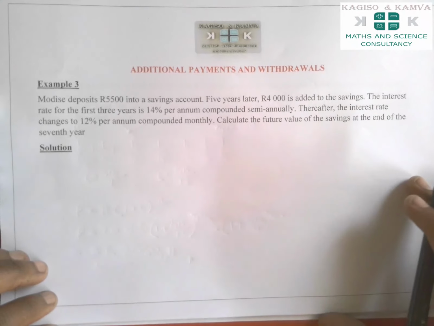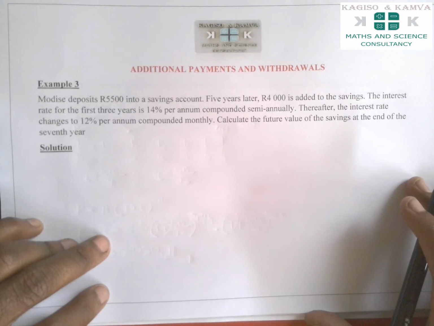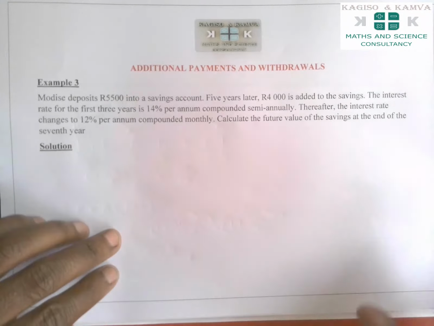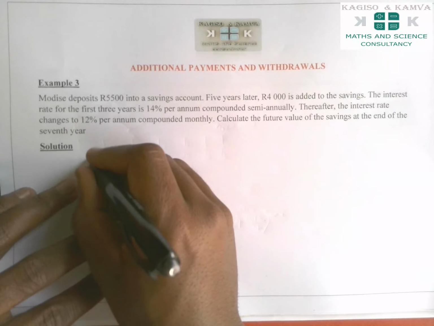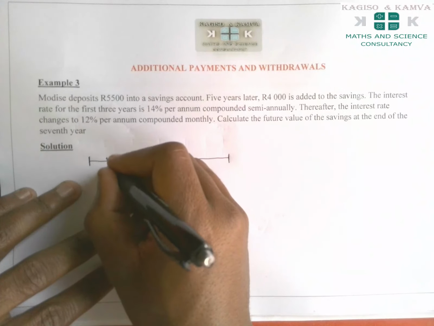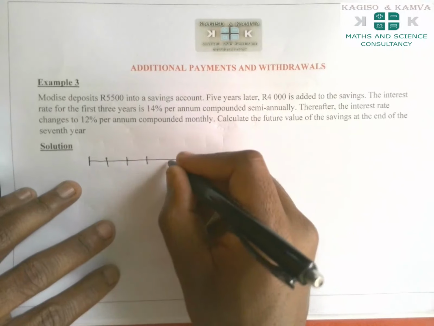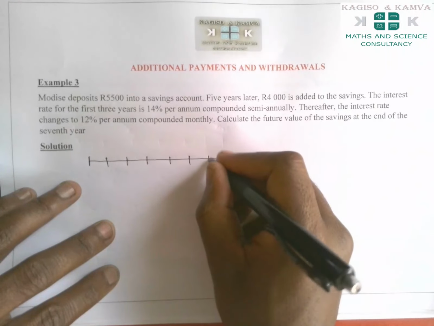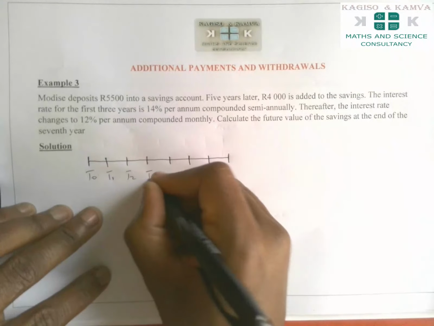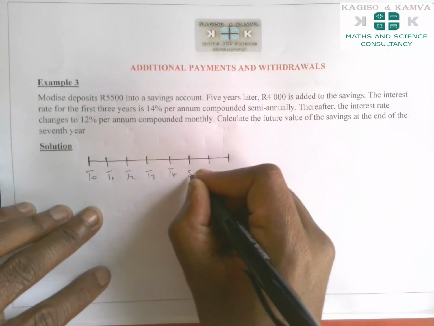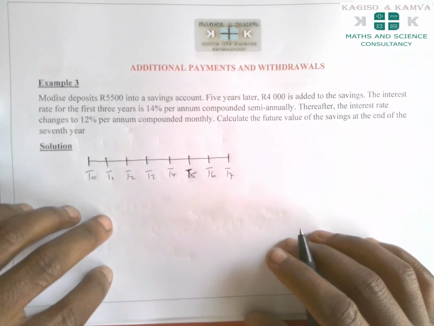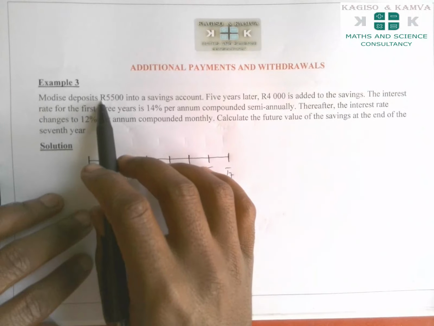We are also going to make use of the timeline. In this case, we've got changing interest, and also we've got an additional payment. Without any waste of time, let us just go straight to our solutions. We're going to have 1, 2, 3, 4, 5, 6, 7. So term 1, 2, 3, 4, 5, 6, 7.